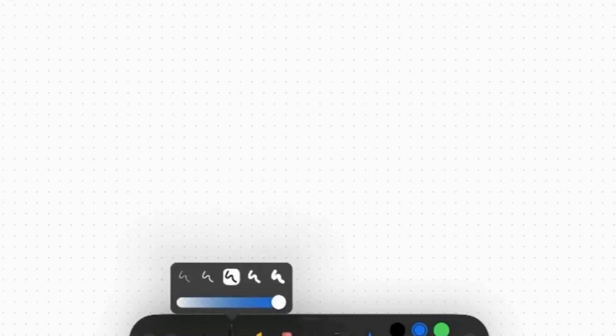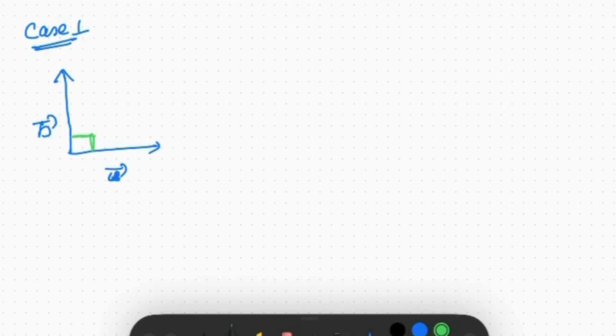So this is case 1. I have two vectors perpendicular to each other. So this is A vector. So this is B vector. What do we have to talk about regarding the angle between them? Because it's perpendicular, we know it's 90 degrees.